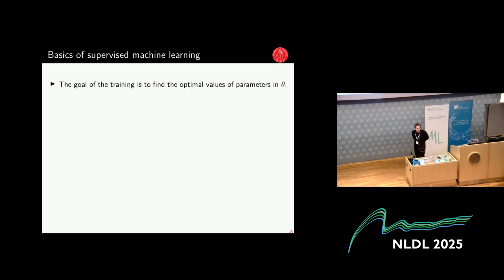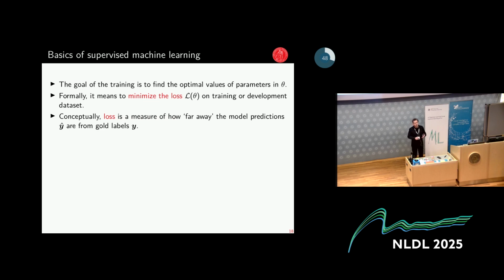Right? So again, for an intermediate summary, in supervised machine learning, we want to find the optimal values of the parameters of the model, right? To find the optimal theta. And we are doing this by minimizing the loss while we are training. And the loss, again without going into much detail, is basically just a measure of how far away the model predictions are from the correct predictions.